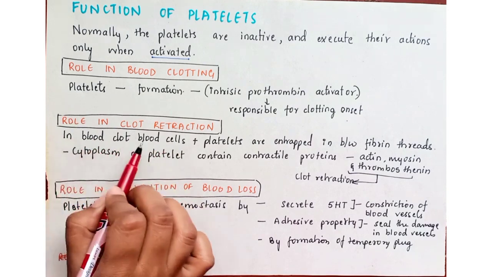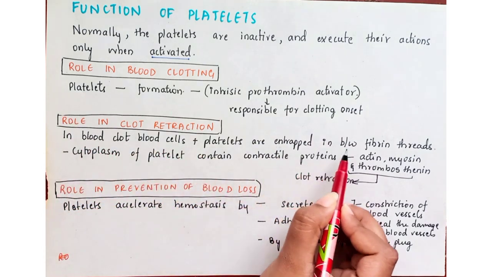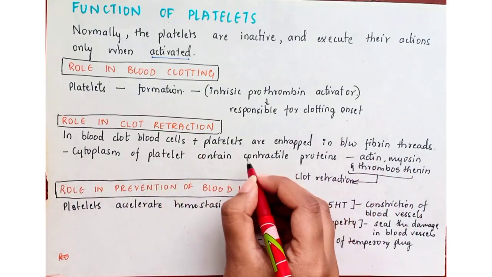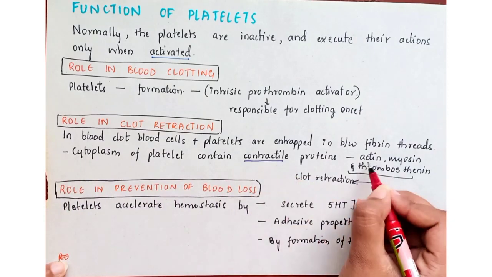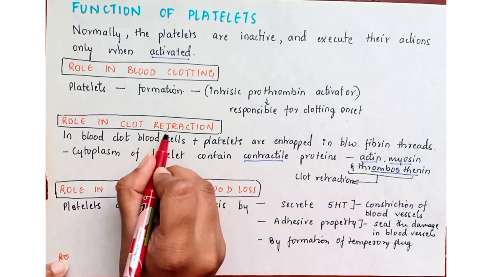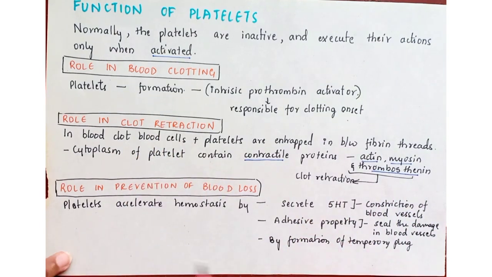Second is role in clot formation. Now, in a blood clot, cells and platelets are entrapped in between the fibrin threads. The cytoplasm of platelets has particular contractile proteins such as actin, myosin, thrombocytin, which help in clot retraction. Retraction is the shrinking of the clot.